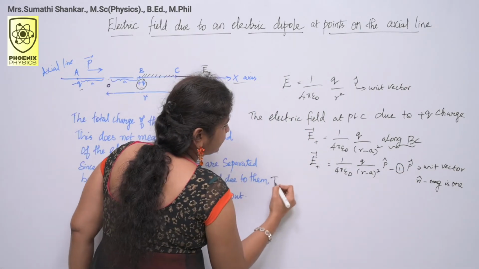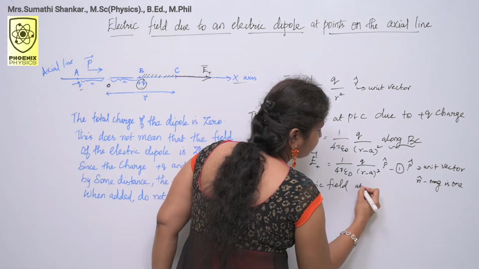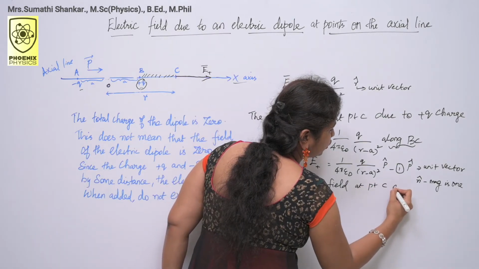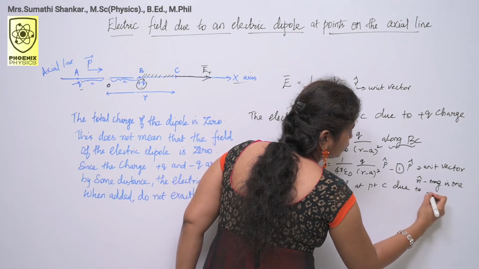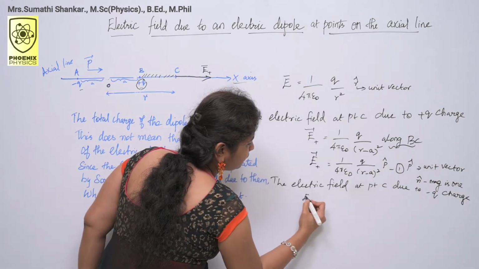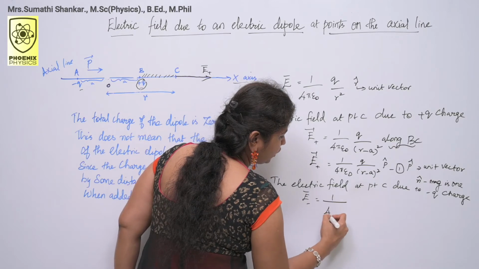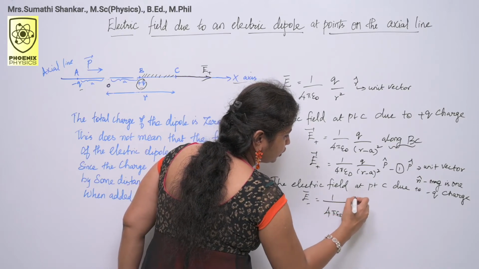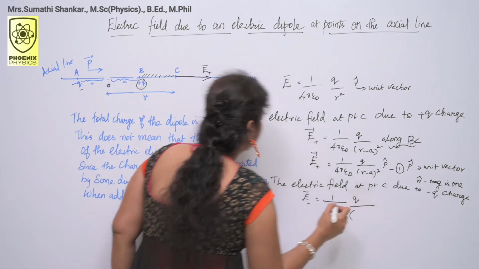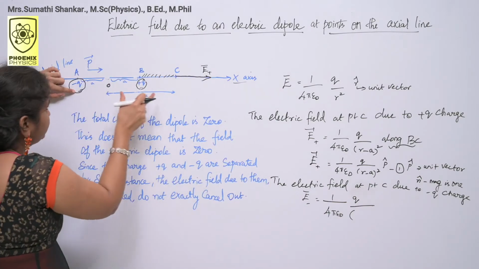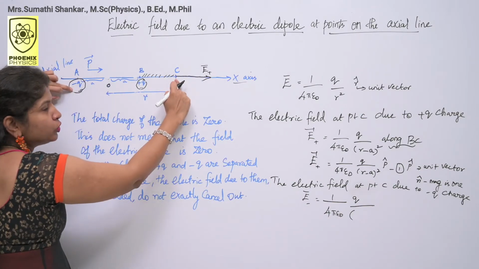Then the electric field at point C due to minus Q charge, that is E minus vector, that is equal to 1 by 4 pi epsilon naught Q by, here you are going to calculate the distance between minus Q to C.